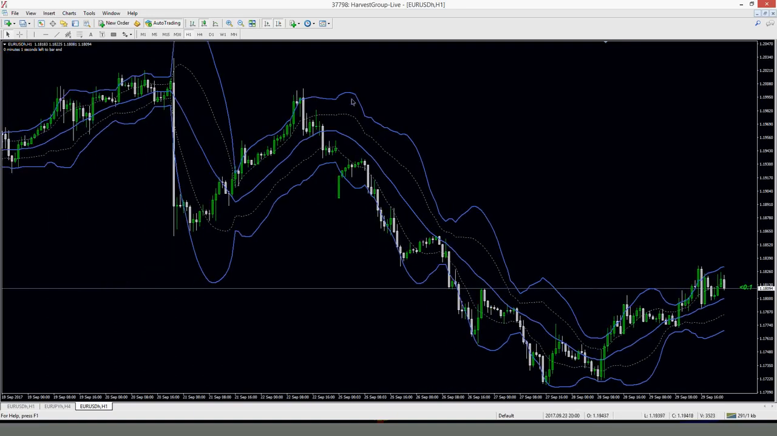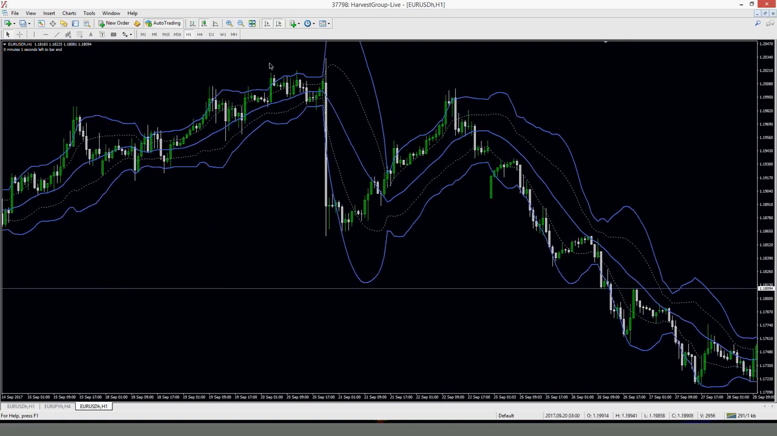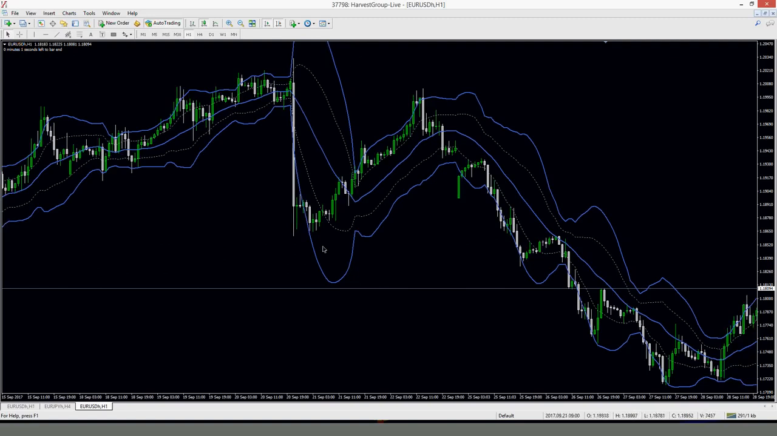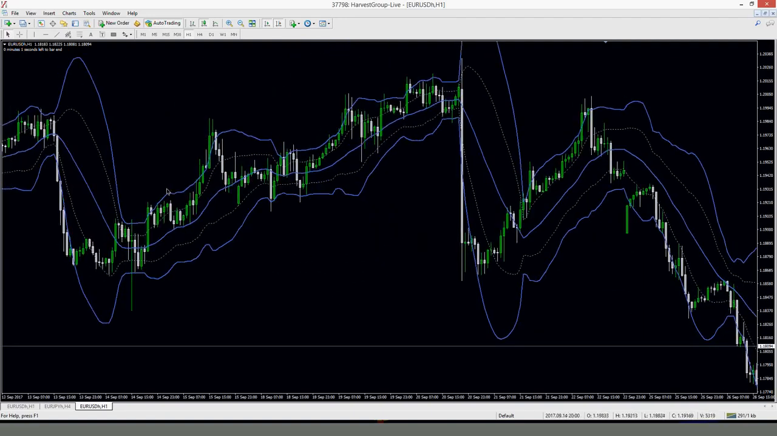The Bollinger Band has 2 different types, which is very obvious here. This is a momentum Bollinger Band, okay, and this is a sideways Bollinger Band. Although I say that it is sideways, it is still moving up. I will explain later on how this works.